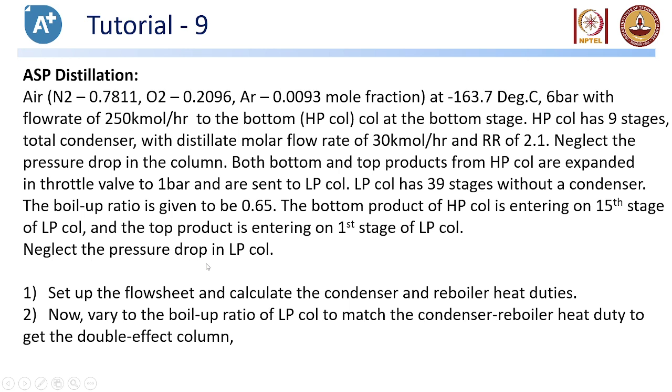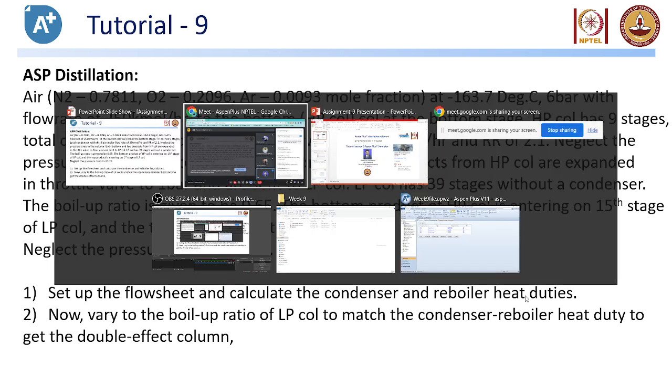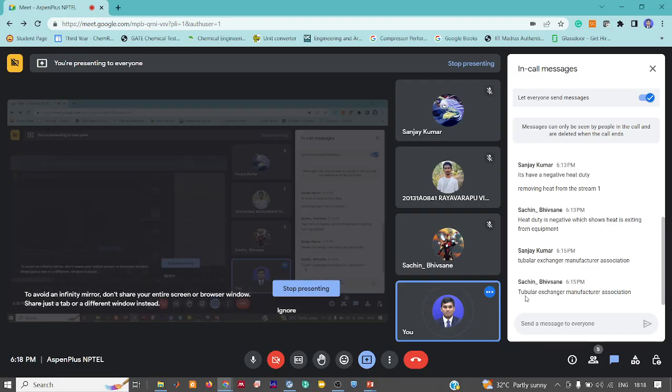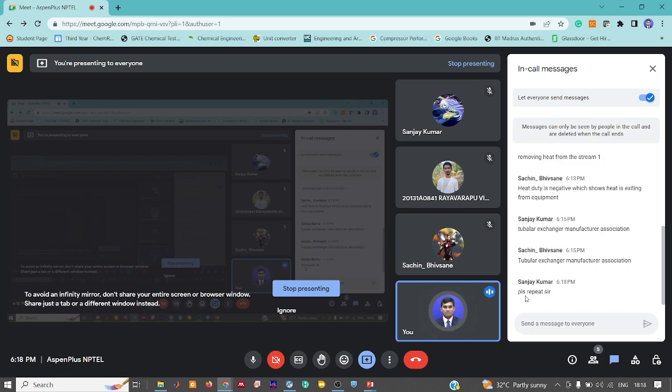So basically all the specifications required for the distillation column simulations are given. So using this data, can you simulate the process? And can you tell me the condenser and reboiler heat duties? Could you get the question or shall I repeat? Could you follow, Sachin and Sanjay?